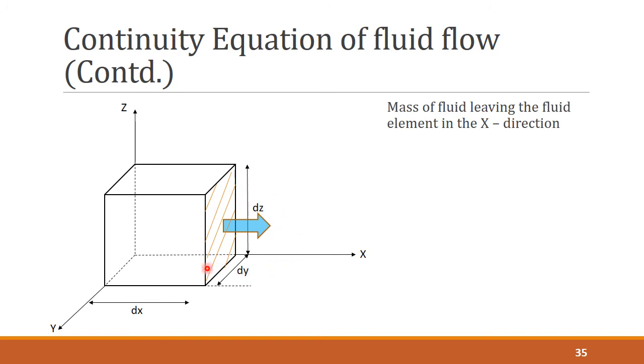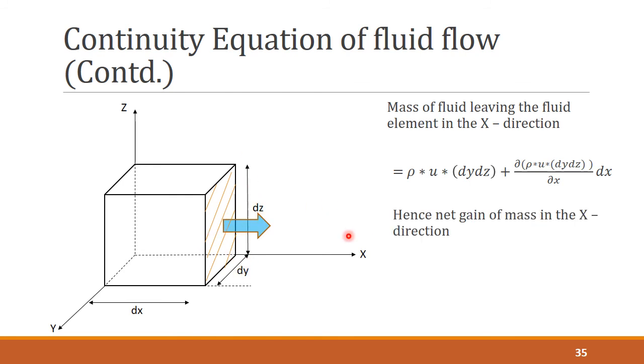If we want to calculate the mass of the fluid leaving in the x direction, it would be the initial mass plus the amount of increased mass. And so that would be rho u into dy dz plus dou x of rho u into dy dz into dx. How do we obtain this? Dou x of rho u dy dz is the rate at which the mass is increasing with distance. And the distance traveled by the fluid is equal to dx in the x direction. So the total increase in mass would be dou x of rho u into dy dz into dx. So this is the total mass of fluid that is going to leave through this face in the x direction.